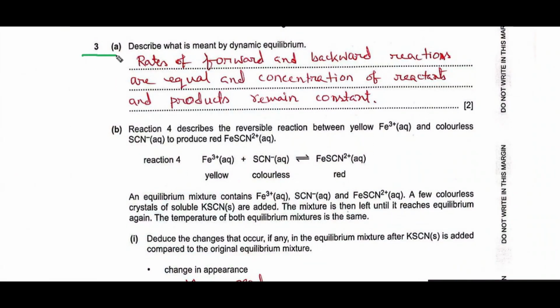Question number 3a. Describe what is meant by dynamic equilibrium. Dynamic equilibrium means the rate of forward reaction and the rate of backward or reverse reaction are equal, and the concentrations of reactant and product remain constant.